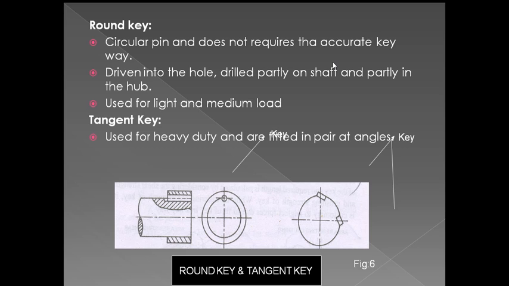So after assembling the two parts, we can make a hole. Round keys are considered most appropriate for low power drives. Here it is used for low to medium power drives. This is a circular keyway. It doesn't require an accurate keyway. We just need to assemble the two parts and we can make the hole with the key dimensions, so that we can easily put the key into the keyway.